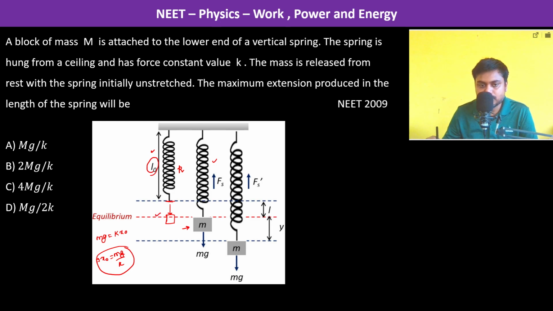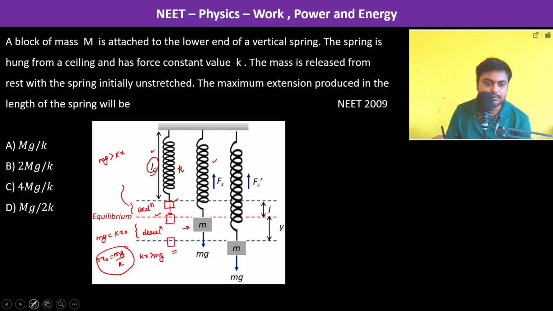it goes further down, and now the velocity will start decreasing. In this zone, mg is greater than kx, and in this zone kx is greater than mg. That's why here there is acceleration and here there is deceleration, and finally here the velocity is going to be 0. Initially also the velocity was 0. So we will do conservation of energy.